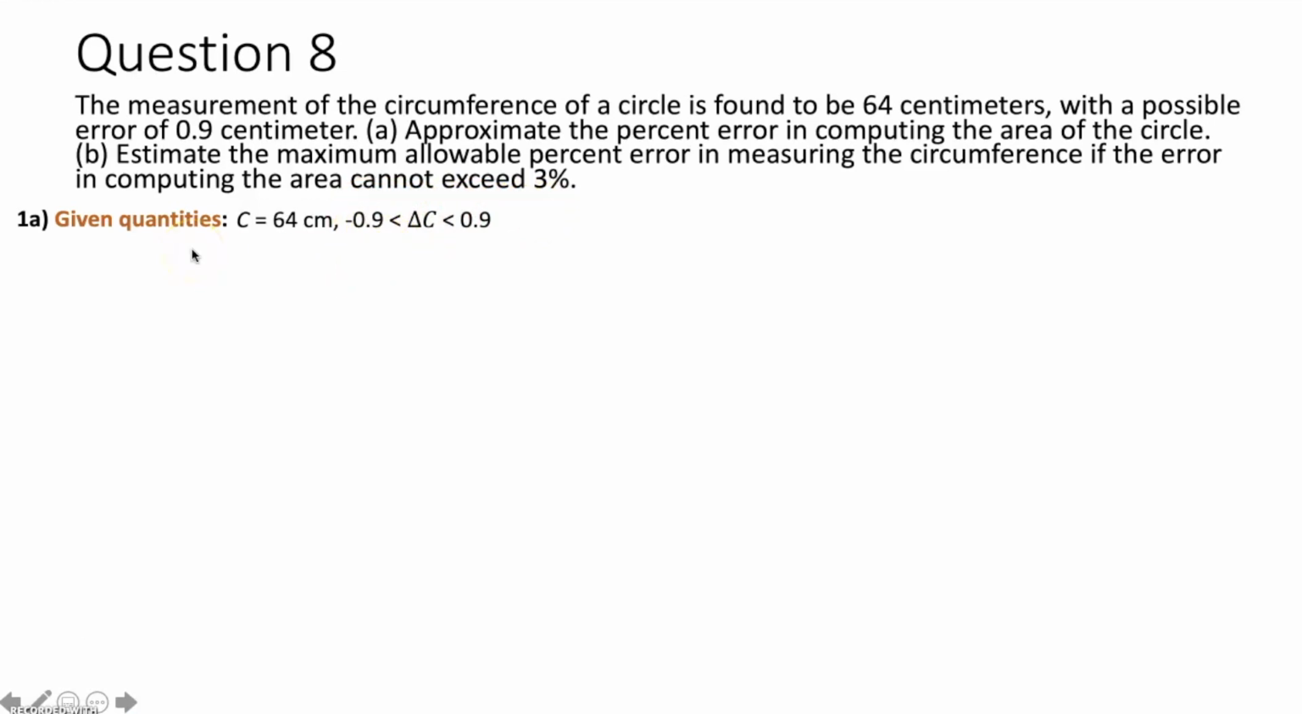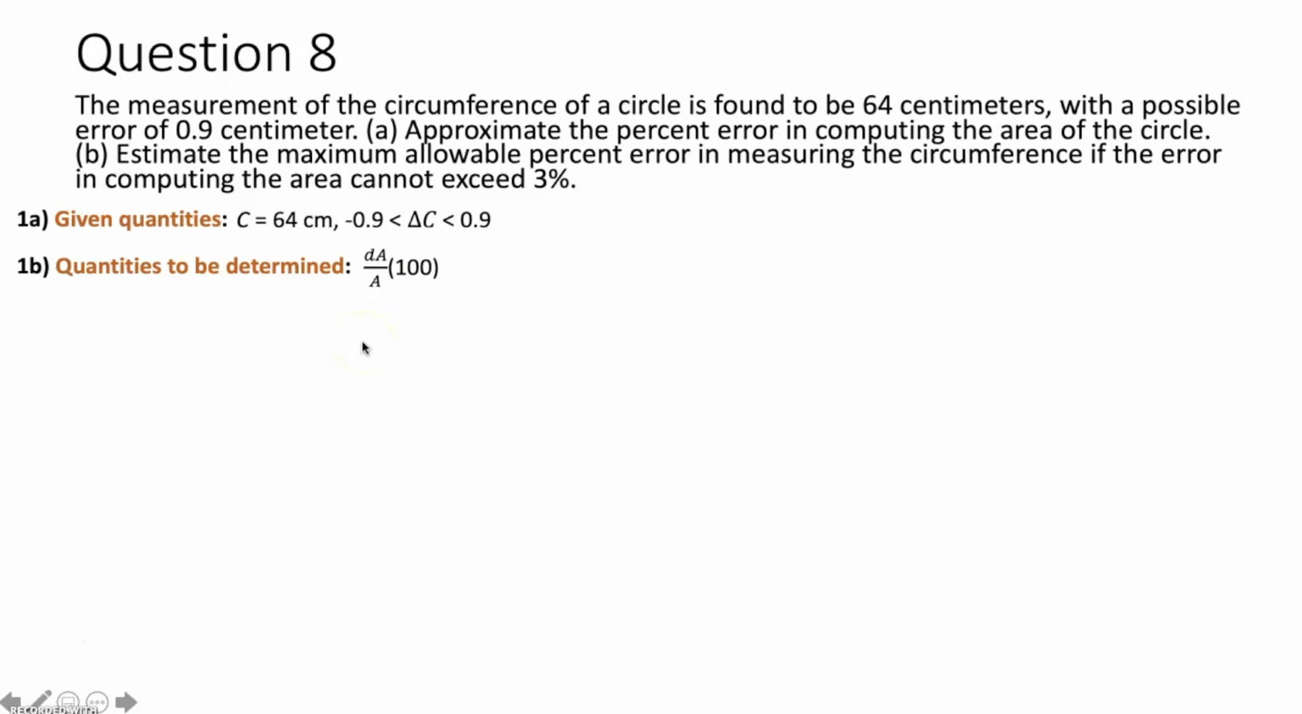Now, we can move on to the next part, which is to state all quantities to be determined. What are we trying to find here? Well, it says approximate the percent error in computing the area of the circle. Well, we know three types of error. We know propagated error, relative error, and percent error. Propagated error in computing the area of the circle would just be dA. Relative error would be dA over A. And then percent error, which is what we're trying to find, would be the relative error times 100, or dA over A times 100. So this is what we're trying to find.